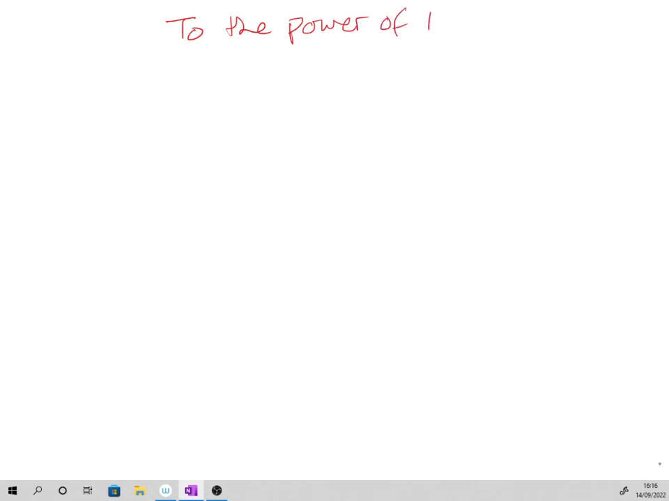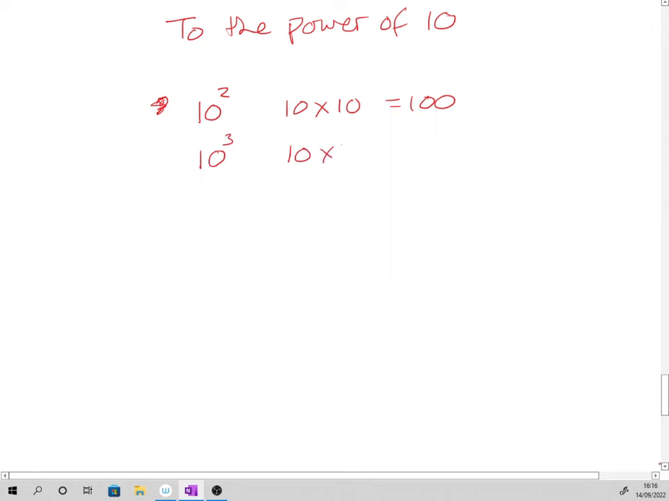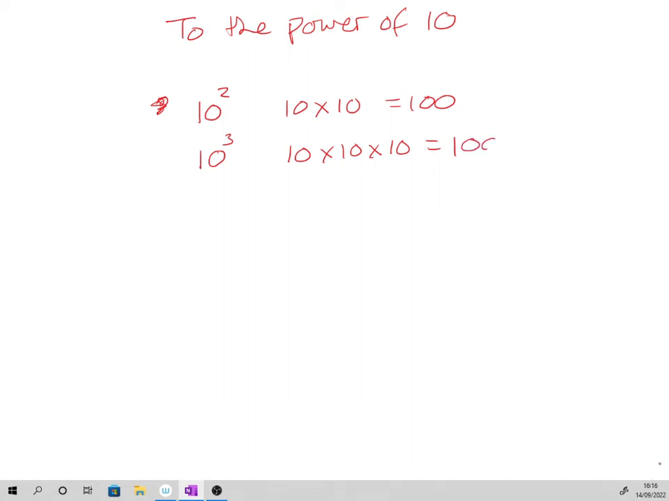Right. Now, last bit, to the power of 10. A bit of a misleading title because it's 10 to the power of something. Now, this only works with tens. So 10 squared equals 10 times 10, which equals 100. And you see the number of zeros in the answer is equal to that little index thing, the little square. So 10 squared can be written as 1 followed by 2 zeros. So 10 cubed will be 10 times 10 times 10, which equals 1 followed by 3 zeros.